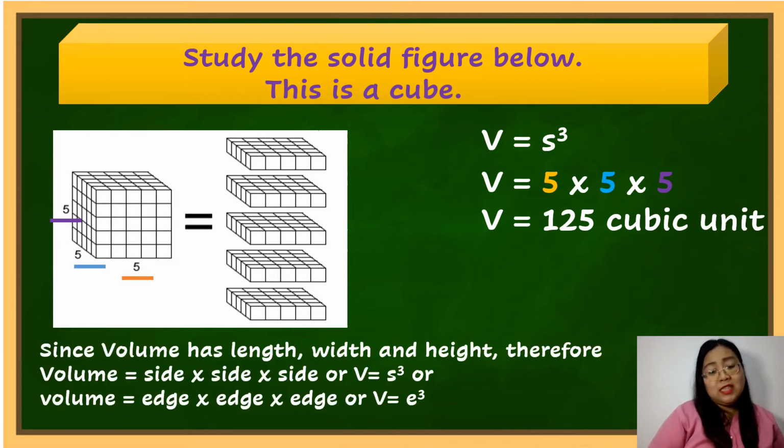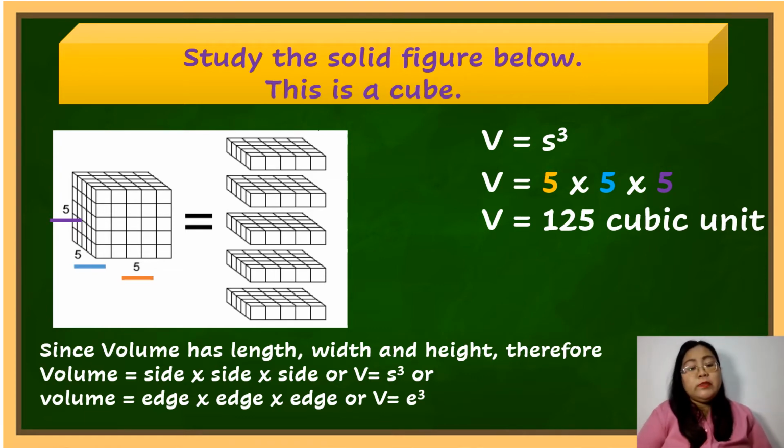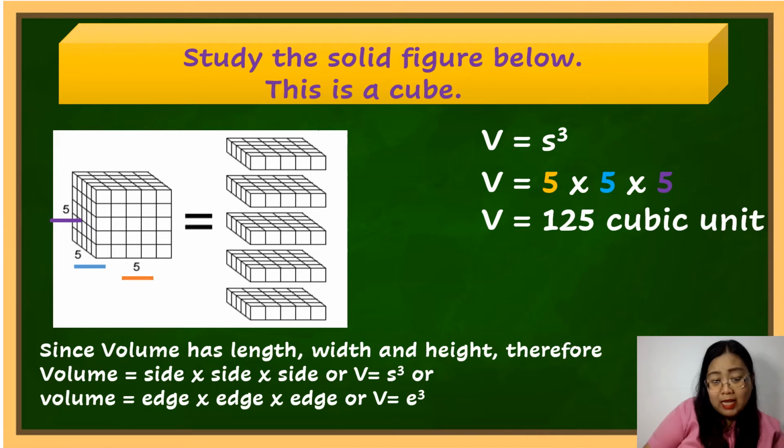Since the volume has length, width, and height, therefore, volume is equal to side times side times side, or volume is equal to side cubed, or volume is equal to edge times edge times edge, or volume is equal to edge cubed.